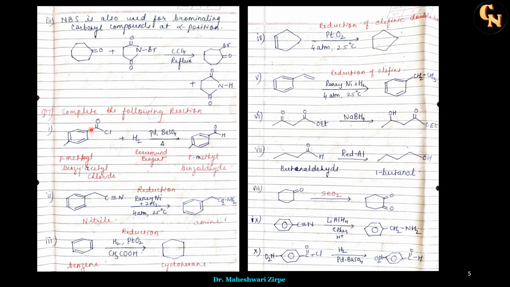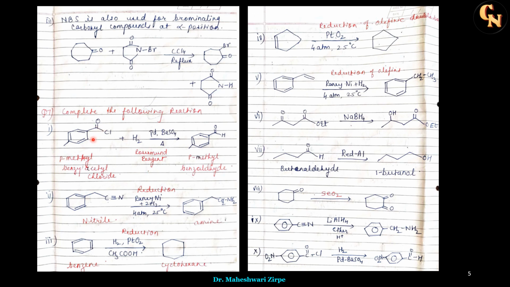Now the next question, which is very favorite, which is always asked in question number 4 for 5 marks, that is complete the following reactions. So you can see there are almost 10 reactions which I have solved here. That is p-methylbenzoyl chloride. So here you can see that it is an acyl chloride, then hydrogen, and on the arrow you can see palladium on barium sulfate. So once you see these things on the arrow and an acyl chloride, you should immediately recognize that it is the Rosenmund reaction or Rosenmund reduction.